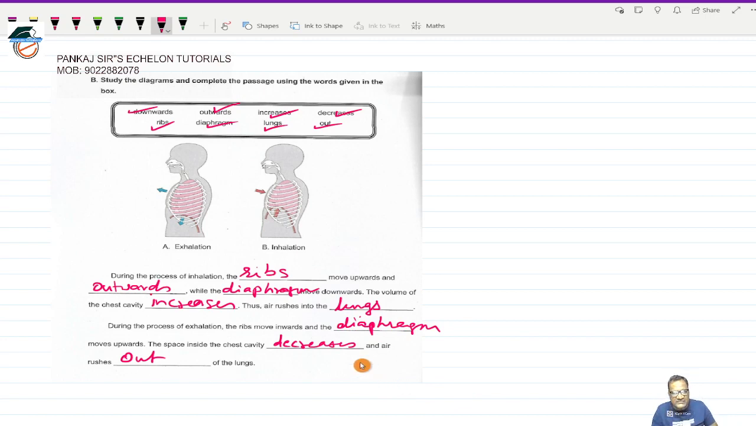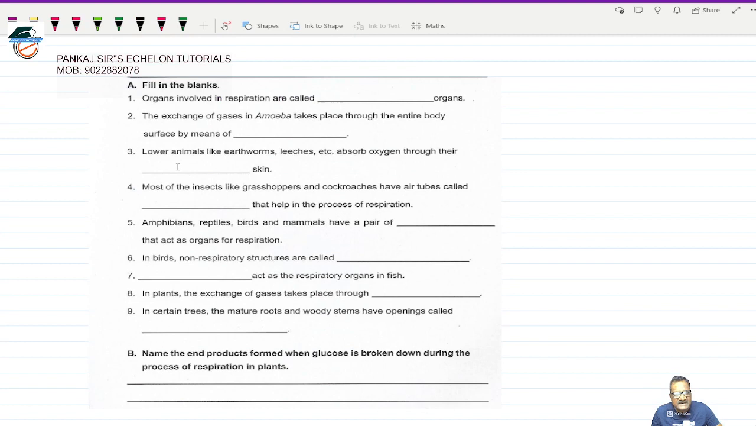Now going to the next question. Next is again fill in the blanks. Organs involved in respiration are called respiratory organs. Now the exchange of gases in amoeba takes place through the entire body surface by means of diffusion. So diffusion is the right one.